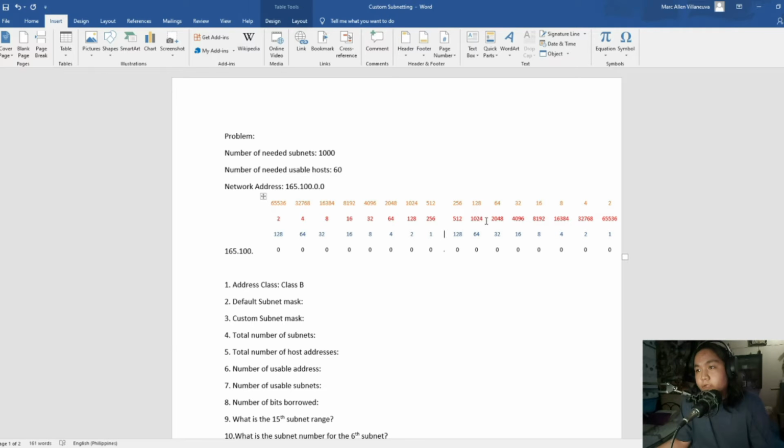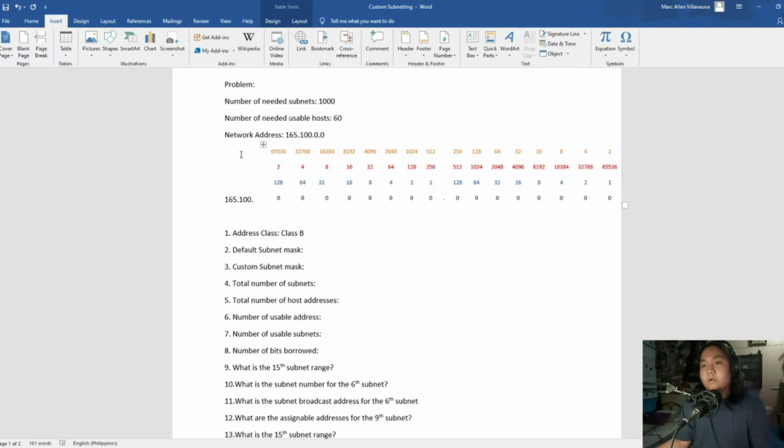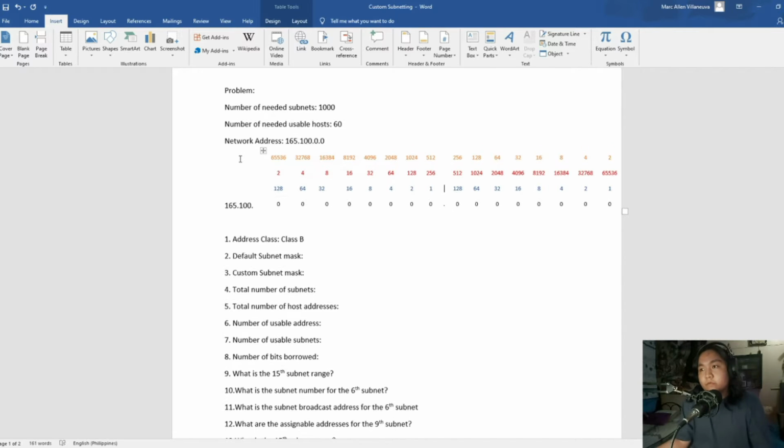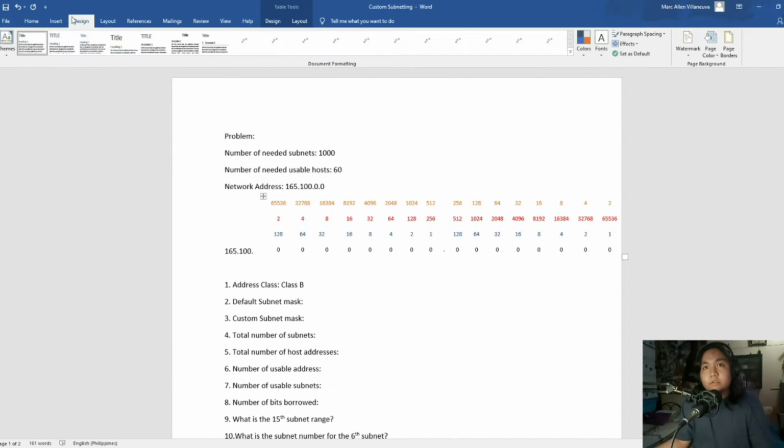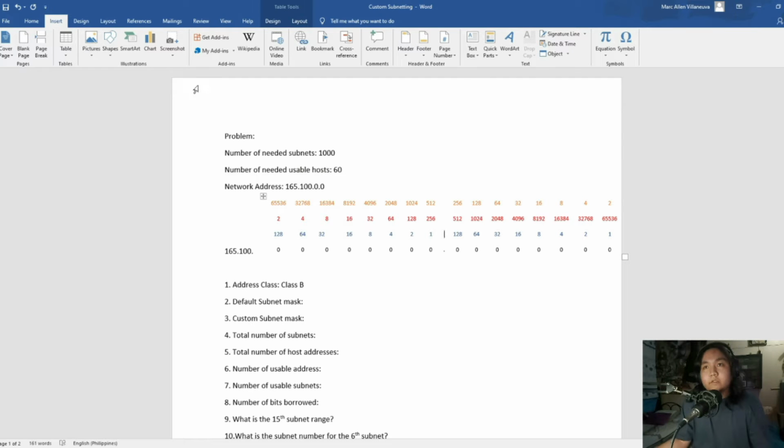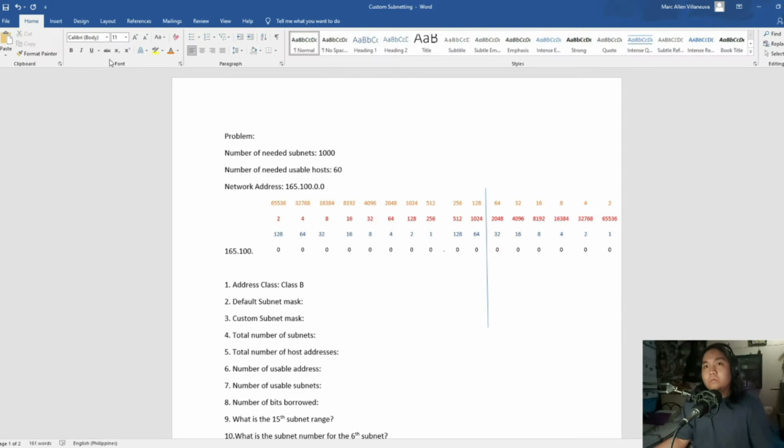So in our given subnets, we have 1024. So that will be the total number of subnets we have. Okay, so all we need to do is insert a line, so that you won't get confused. There we go.